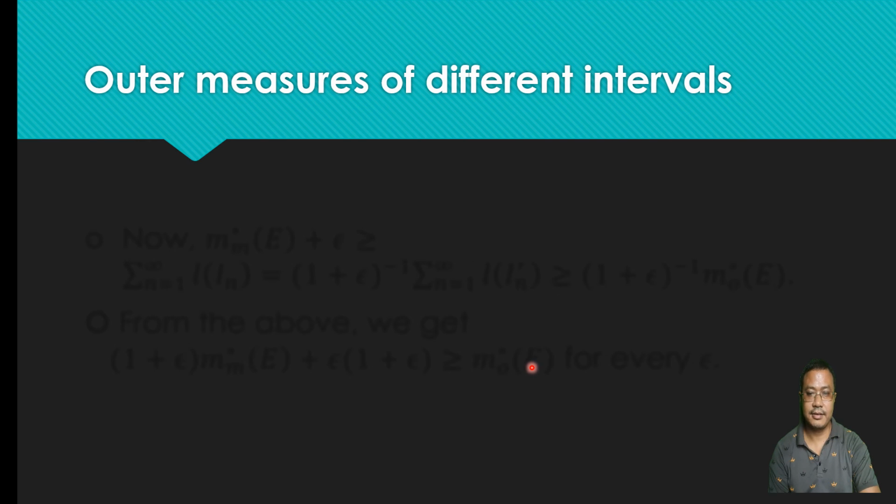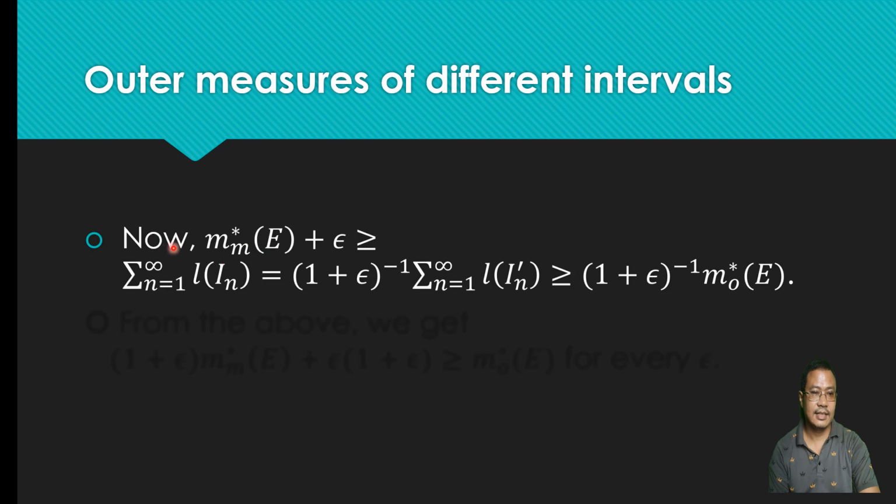Now m star of M_E plus epsilon will be greater than or equal to the summation, n going from 1 to infinity, of the length of the interval, but this length of the interval is exactly equal to this one. If you divide by 1 plus epsilon, you will get (1 plus epsilon) inverse times the summation, n going from 1 to infinity, of the length of I_n prime, and this is greater than or equal to m star of O_E. Okay, so this is the result.